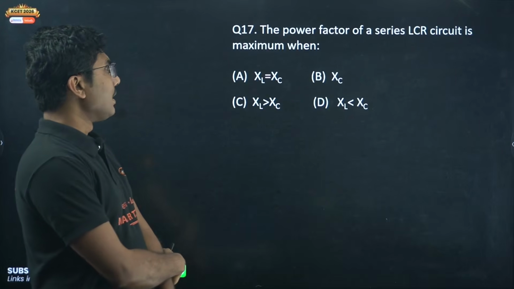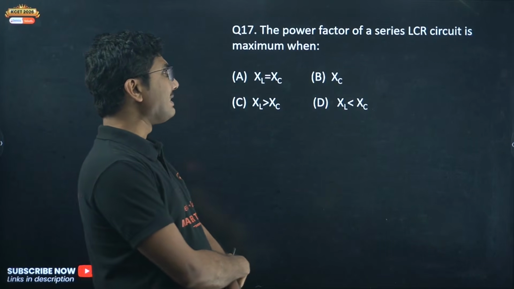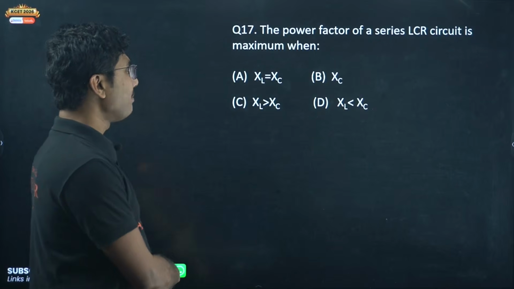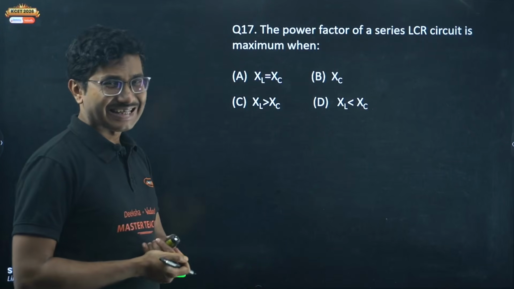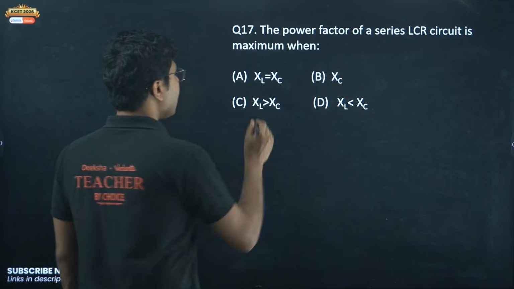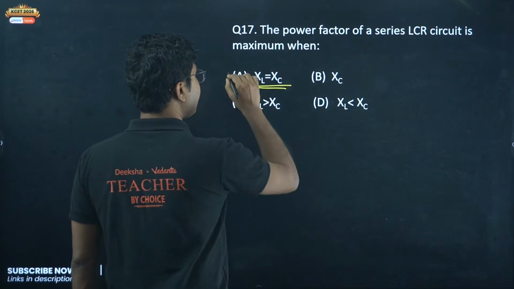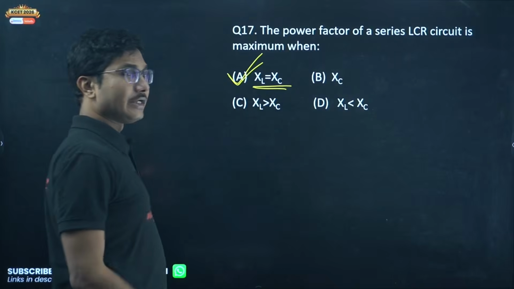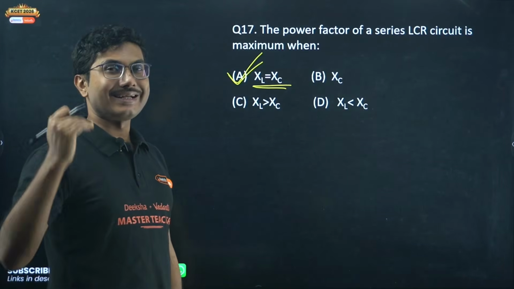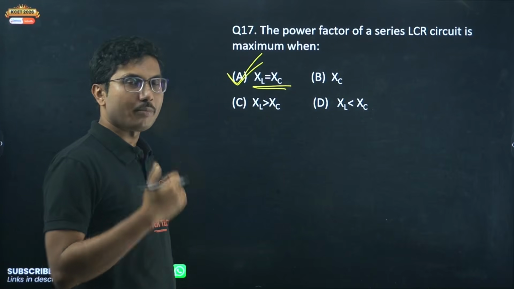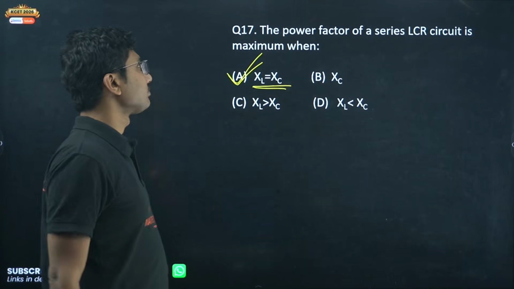Next, the power factor of a series LCR circuit is maximum when the circuit is in resonance, and the condition for resonance is XL equals XC. So the correct answer is option A. Remember this very interesting question. Power factor is maximum when the circuit is in resonance. Maximum value of power factor is +1.